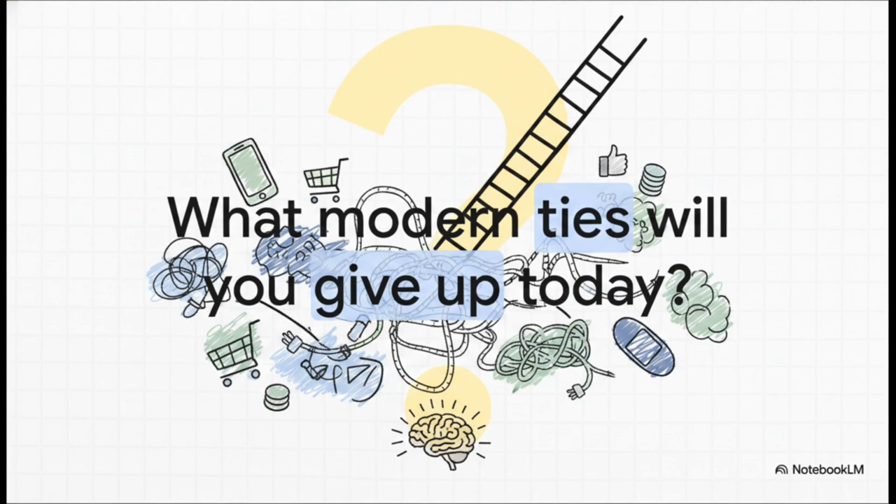Looking at your own mind through the lens of this ancient matrix, which of your own modern ties or yokes are you currently trapped by? And maybe more importantly, what are you going to give up today to step onto that ladder of wisdom?